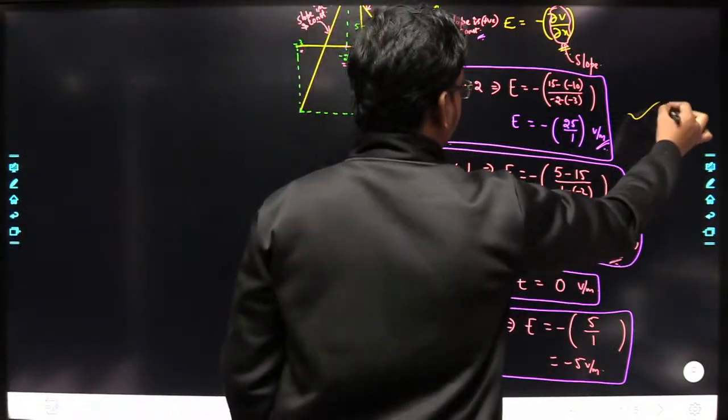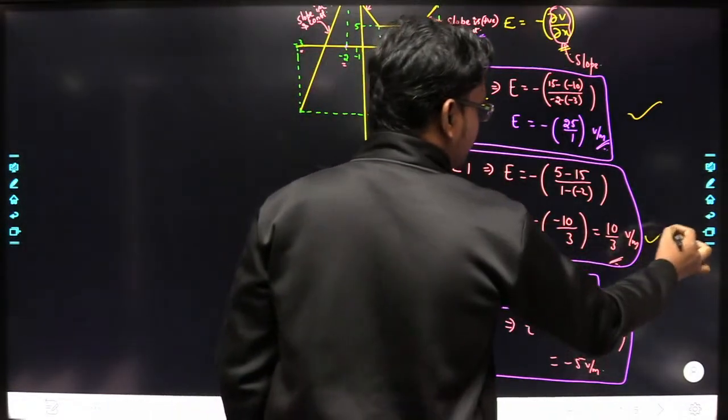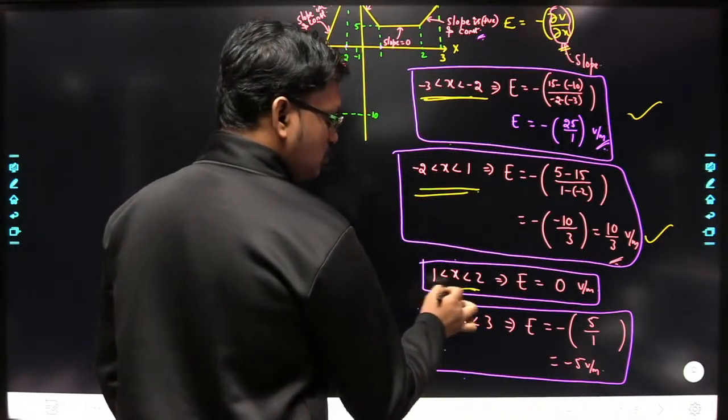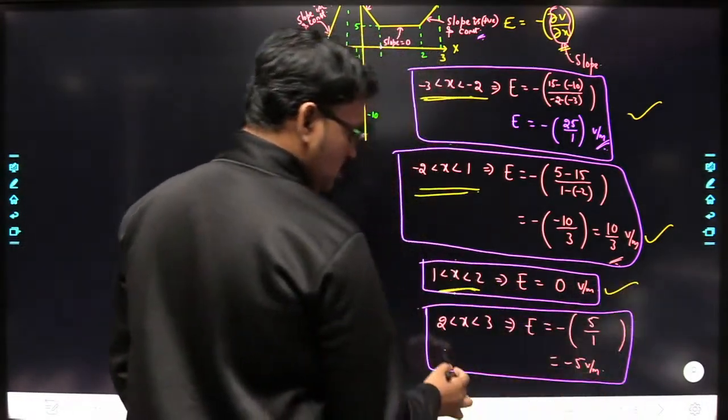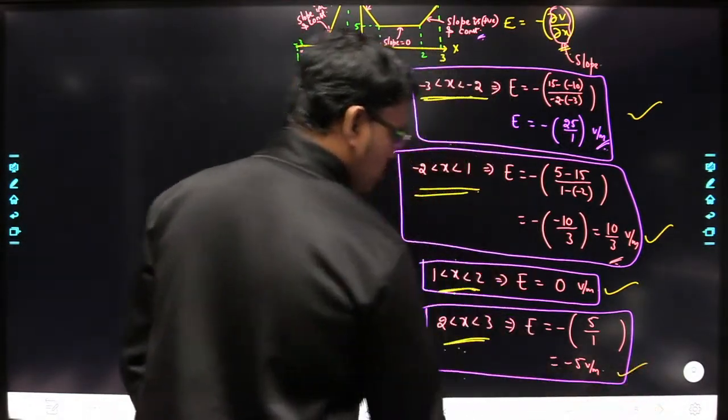So this is the electric field within the range minus 3 to minus 2, and this is the electric field 10 by 3 within the range minus 2 to 1, and within the range 1 to 2 the electric field is 0. So within the range 2 to 3 the electric field is what? Minus 5 volt per meter.